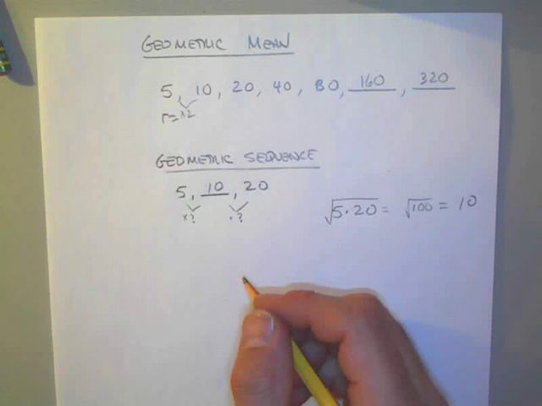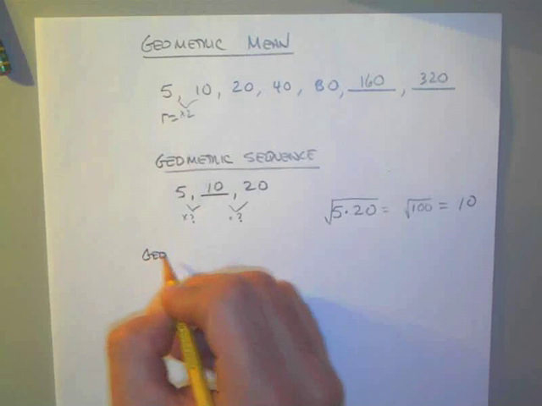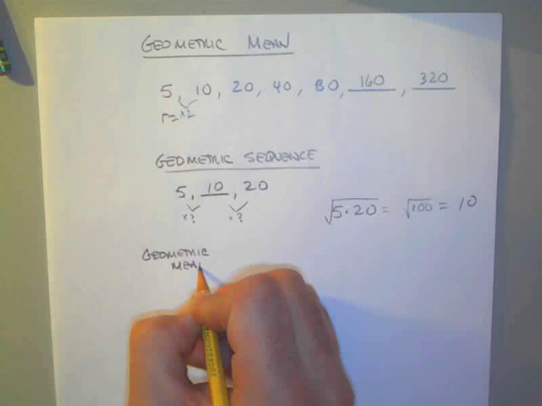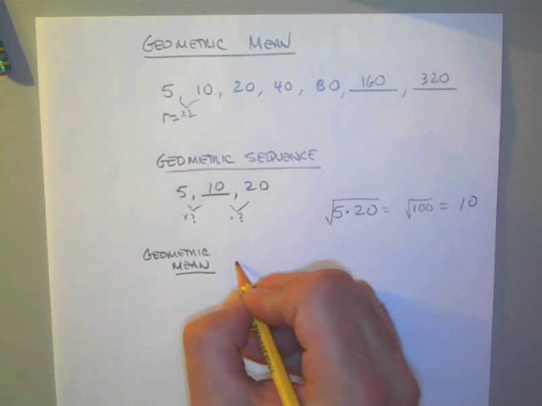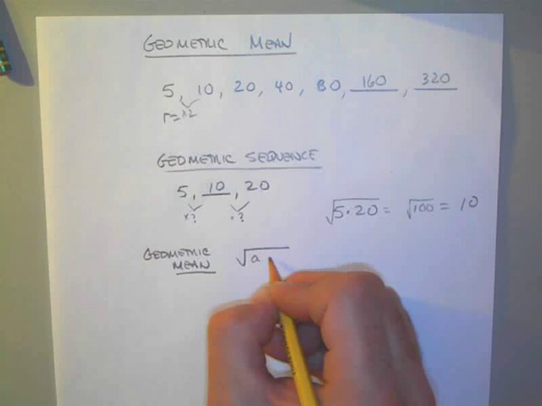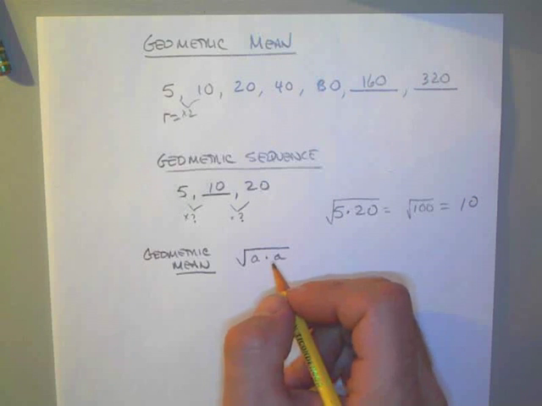And so the geometric mean is defined as the square root of the 2 numbers, of the 2 terms, multiplied together. Okay?